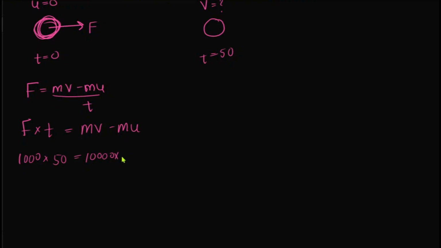What is the mass? 10,000. What is the final velocity? We do not know. What is the initial velocity? It was at rest, so this complete term goes to 0. So 1000 into 50 is equal to 10,000 V. So the 3 zeros cancel, the 4 cancels, and V is equal to 5 meters per second. We have found the velocity at this moment: it is 5 meters per second, right?